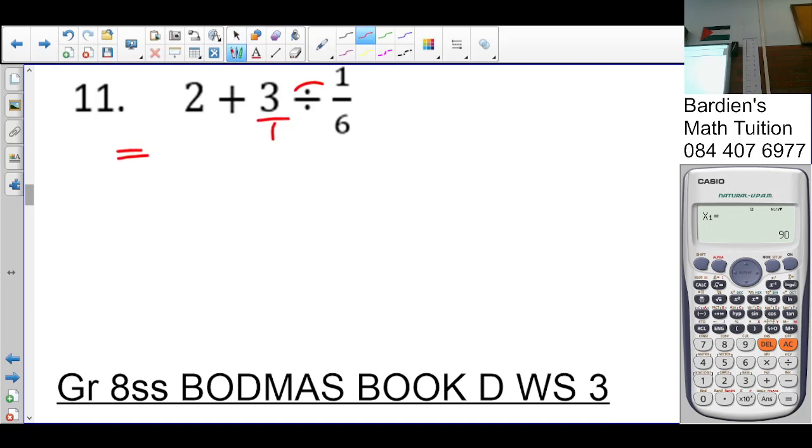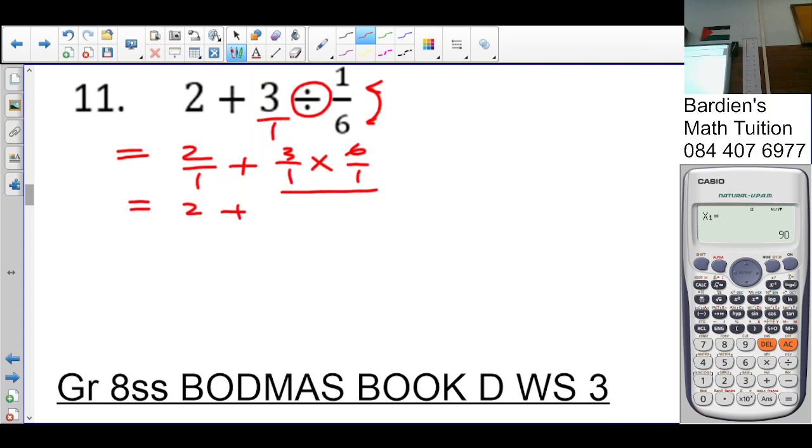People, that's over 1 that you're going to change to multiplication. So it's going to be 3 over 1 multiplied by 6 over 1. So that is simply 18, which is 3.